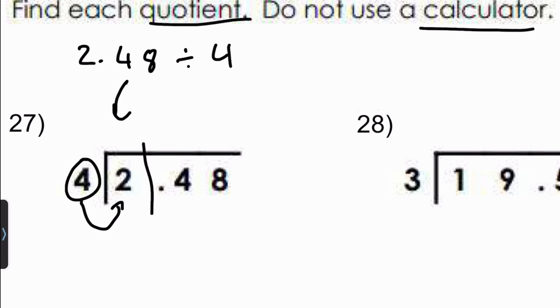Always start off with the one number. Now ask how many times does it go in. 4 does not go into 2 at all, basically. 4 times 1 is 4, that's bigger than 2. 4 times 2 is 8, it's bigger than 2. Too big. What can we do? We can put 0. 4 times 0 is 0. Whenever you put a 0 at the top of the bus stop, you have to put a decimal point. Next.